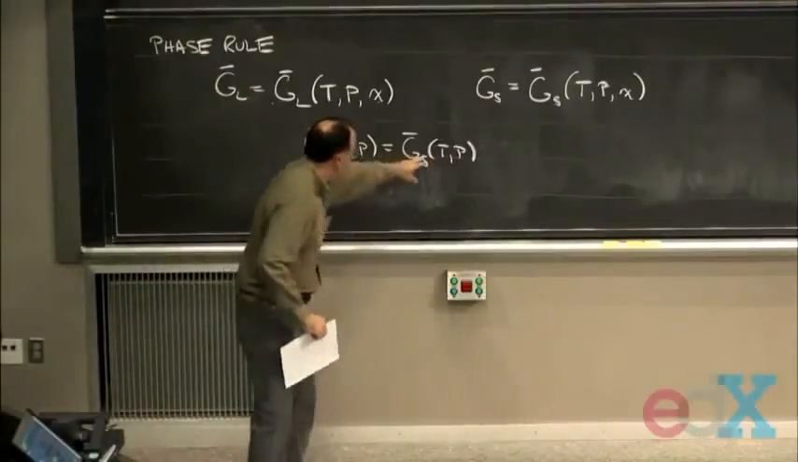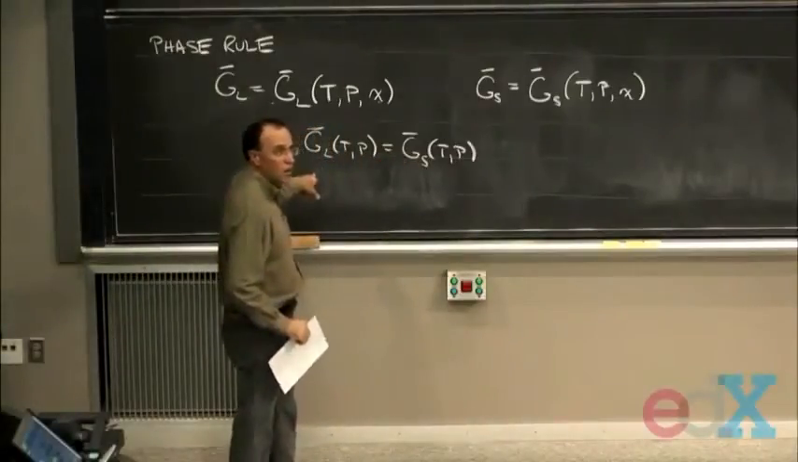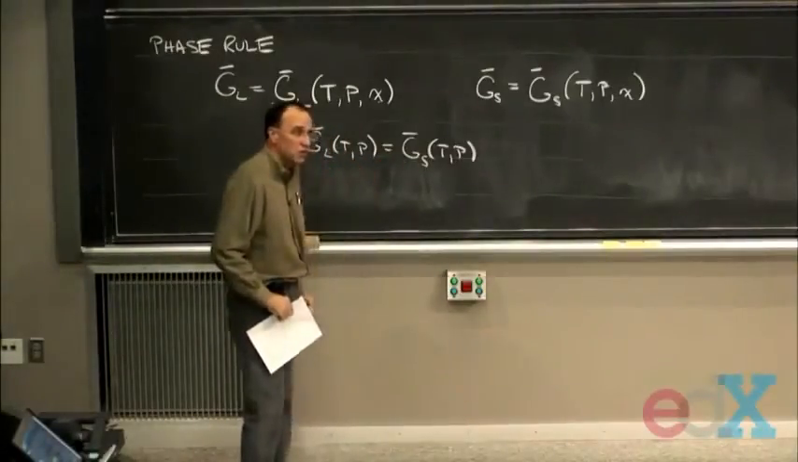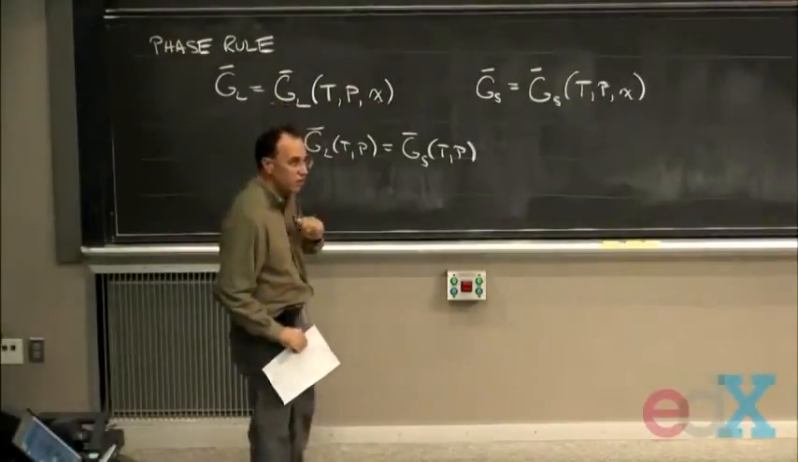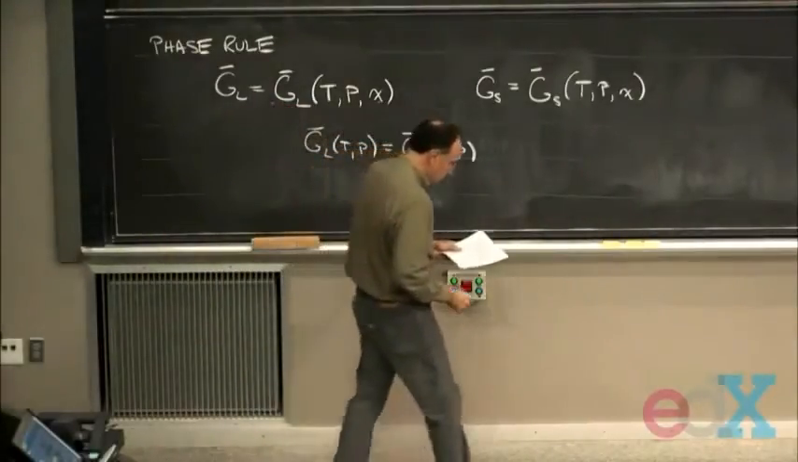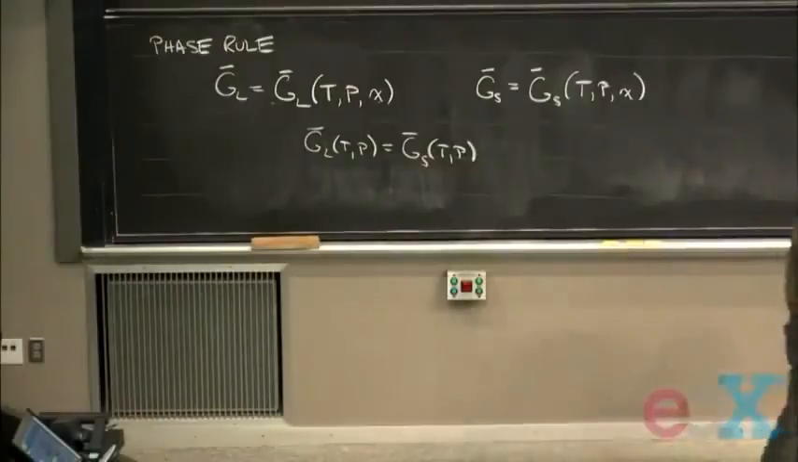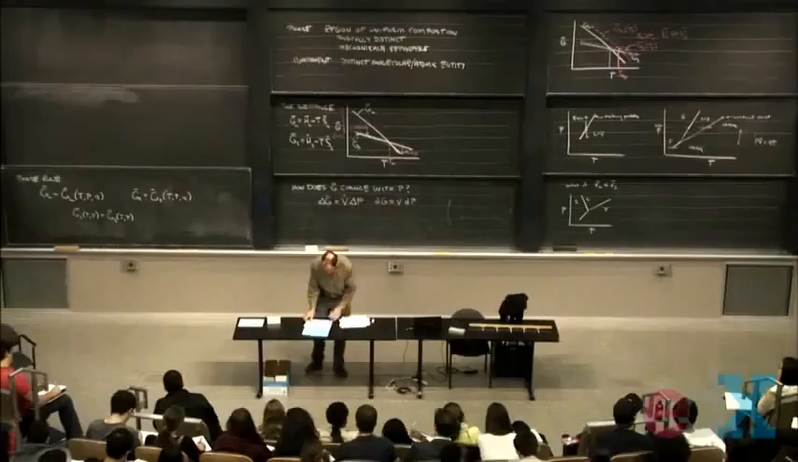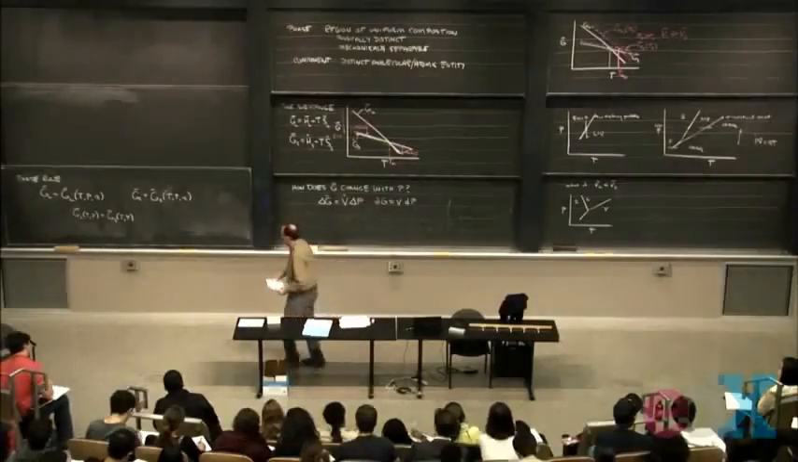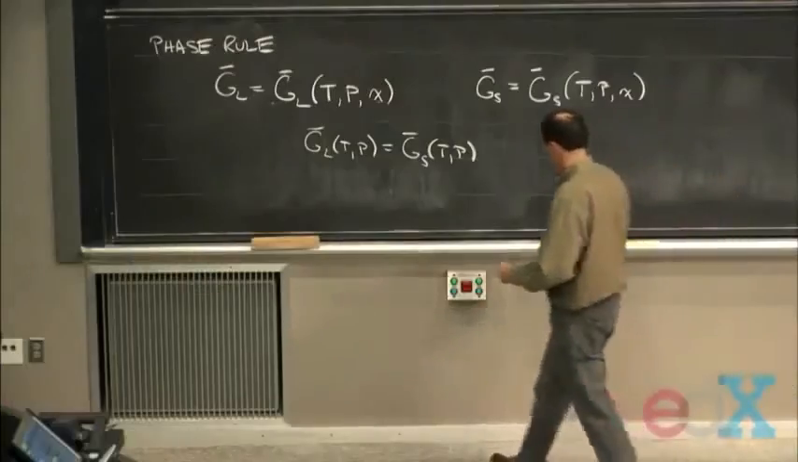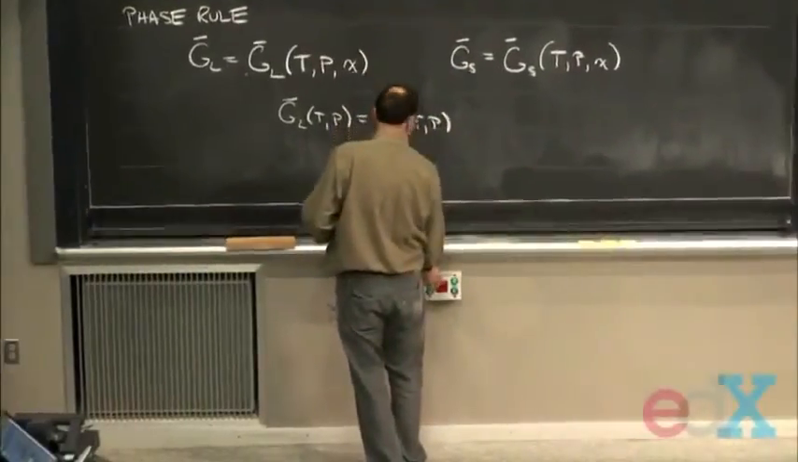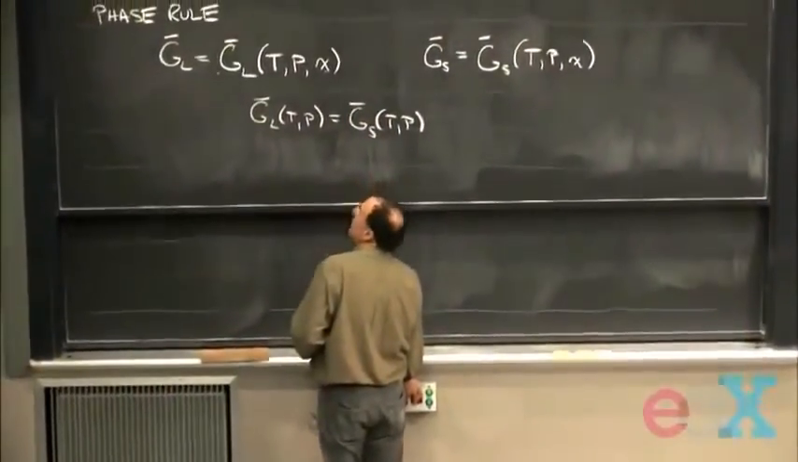If I have 2 phases, I can only have 1 thing that can change. The degrees of freedom has been reduced. And that's what the phase rule is about. It's just as simple as that.